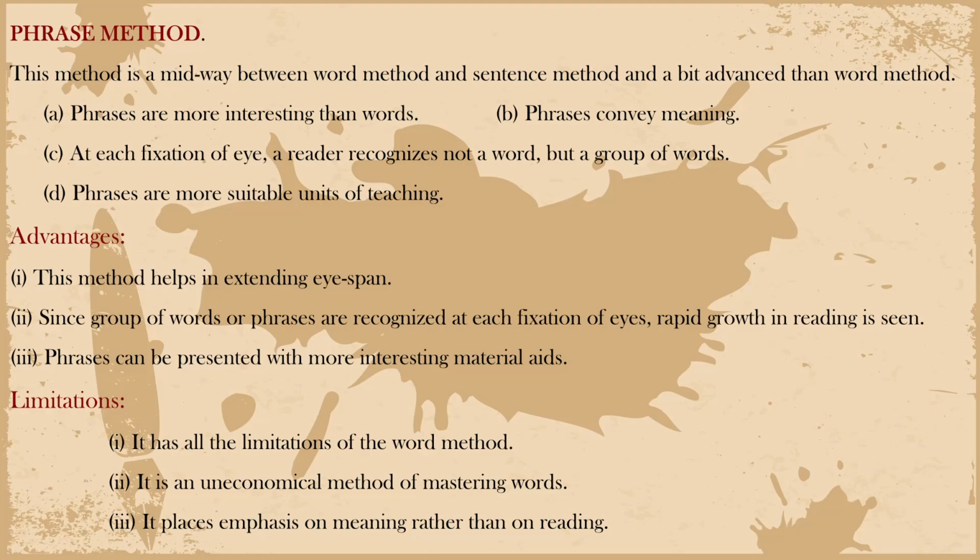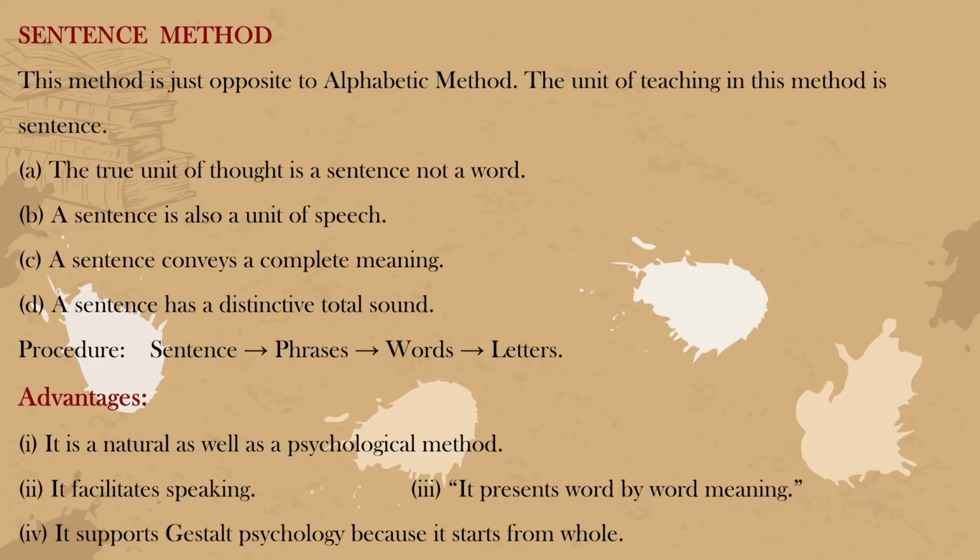Next, limitations. It has all the limitations of the word method, it is an uneconomical method of mastering words, and it places emphasis on meaning rather than on reading. Next, the sentence method. It is opposite to the alphabetic method. The unit of thought is a sentence and not a word. It is also a unit of speech. It conveys a complete meaning, and it has a distinctive total sound. So, the procedure for the sentence method is sentence, phrases, words, and letters.